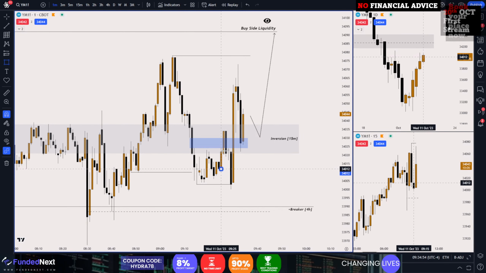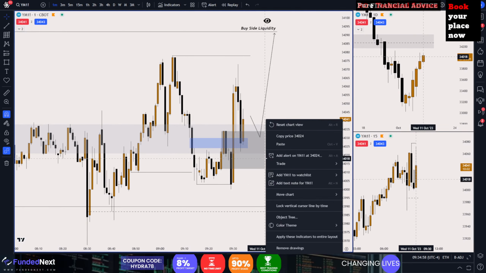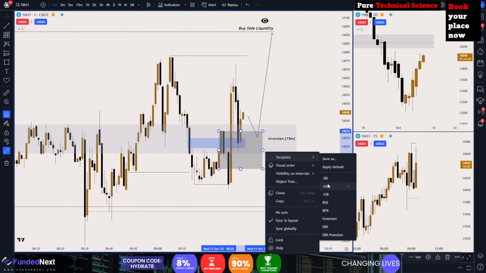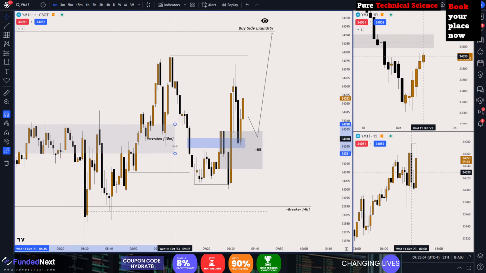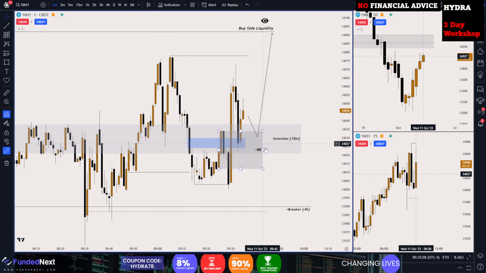I'll mark this breaker here. So these two up close candles, I'll consider it as a breaker. That's a bullish breaker. Look at the delivery here. If I just put the inversion level out, the 50-minute inversion that I was watching, it's a good level for me to get confirmation from price.